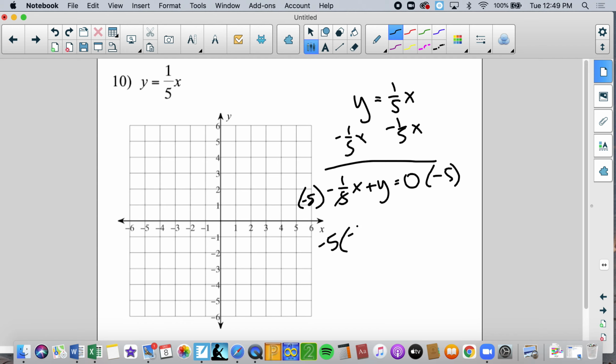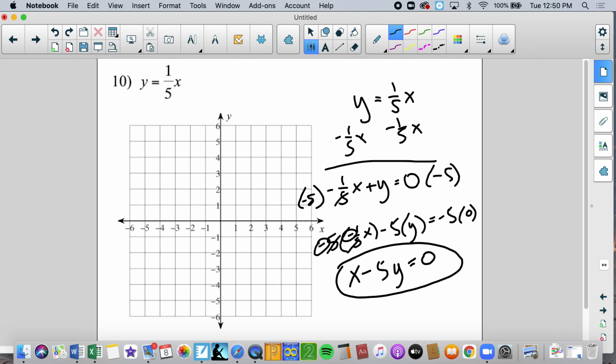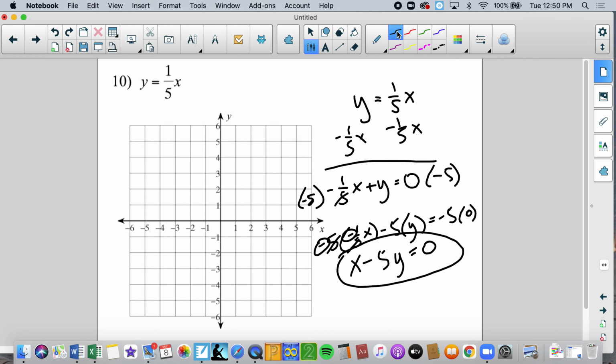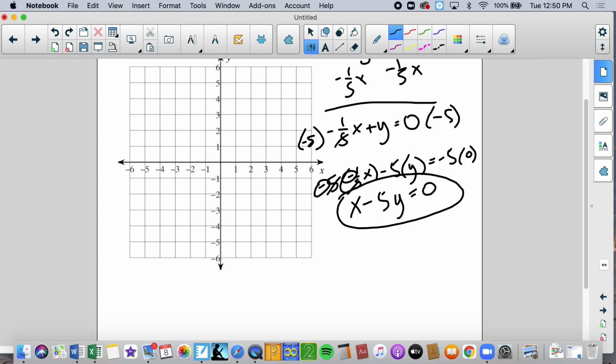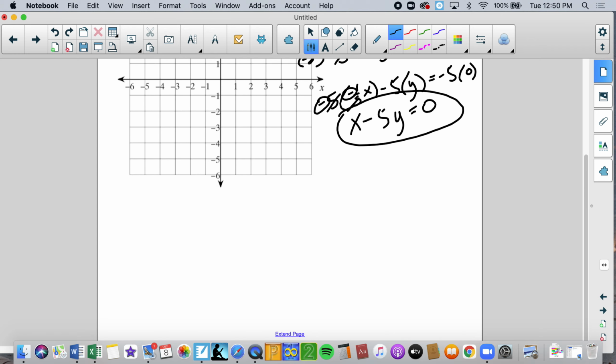-5 times -1/5 x minus 5 times y equals -5 times 0. These cancel. Negative times negative is positive. Leaves you with x minus 5y equals 0. So that would be your equation in standard form for that starting equation. Remember, those equations are in slope-intercept form. So I want you to convert them to standard, from slope-intercept to standard form.